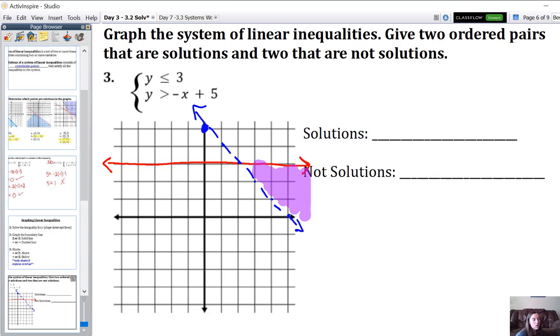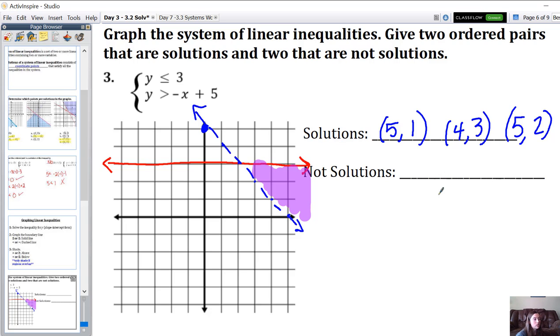Now when we're doing solutions, we can do any of the solutions that are on our solid line or in our shaded region in the area where they overlap. So we're not going to pick a point that's on our solid line underneath the blue line, but we could do anything on our solid line above the blue line or in this shaded region. So some examples that are solutions might be (5, 1), (4, 3), (5, 2), anything that's either in the shaded region or on our solid line that's touching the shaded region.